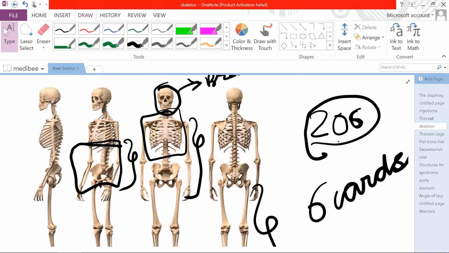And here, today our topic belongs to that of the thorax. So how do you read thorax?